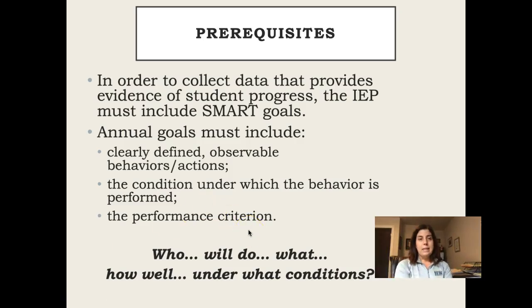In order to collect data that provides evidence of student monitoring, we have to include SMART goals. And as we mentioned, the annual goals must include clearly defined observable behaviors and actions, the condition on which the behavior is performed, and the performance criterion. So who's going to do it? What are they going to do? How well and under what conditions?